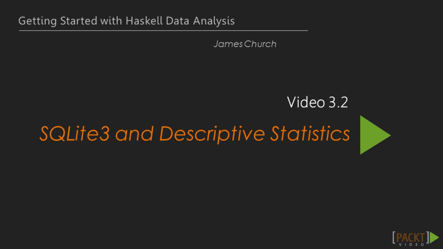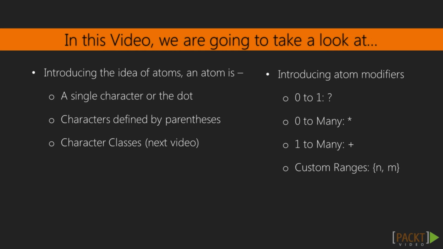We will be expanding on our knowledge of regular expressions in this video by discussing the atom. In this video, we will cover the concept of an atom. An atom is a single expression, such as a character or the dot, or an expression that has been defined using parentheses, or, as we will see in a future video, the character class. We will also introduce atom modifiers. The idea is that you can take any atom and then modify it using a modifier.